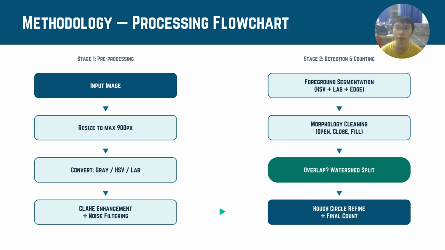The process begins with reading the input image and resizing it to a standard size. Then the image is converted into grayscale, HSV, and LAB color space. Next, contrast enhancement and noise filtering are applied to improve the image quality. Foreground segmentation is performed to separate the pattern from the background. After that, morphological operation is used to clean the segmented image. If overlapping patterns are detected, watershed segmentation is applied to separate them. Finally, circle refinement is performed and the total number of patterns is calculated and displayed.